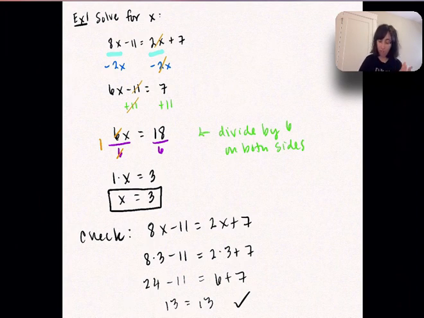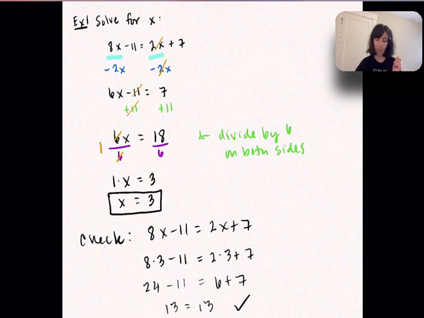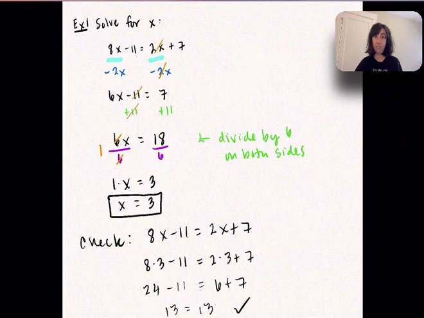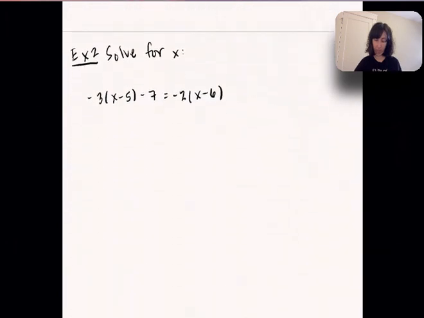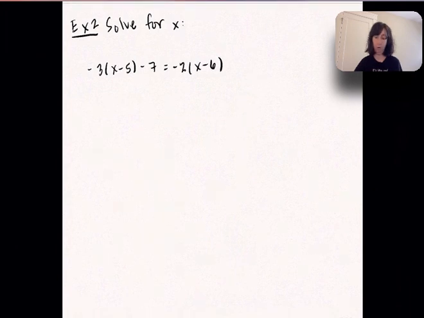Now, if you had gotten two different numbers here, like 12 equals 13, that means you made a mistake in your work and you have to go back and try to figure out where your mistake is. Okay, that's example 1. Let's look at example 2.